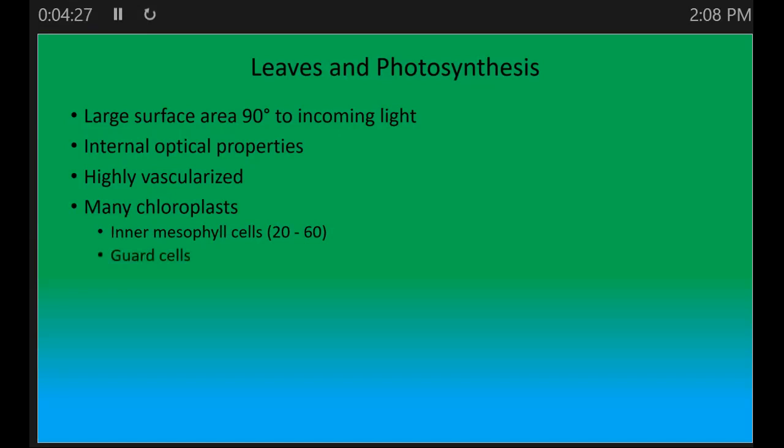And then remember that guard cells, depending on the plant species, some guard cells have plenty of chloroplasts, others do not. So that was kind of a surprise. We didn't realize, they just assumed all guard cells had chloroplasts. They don't.